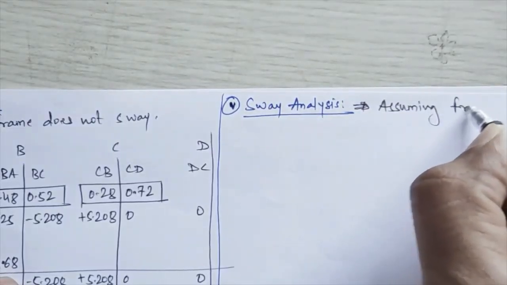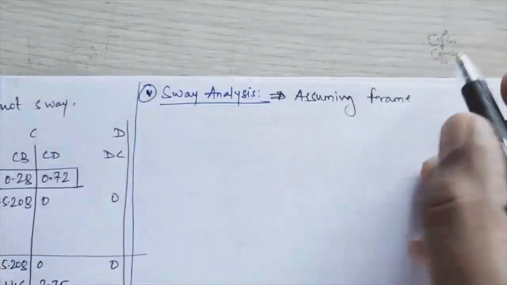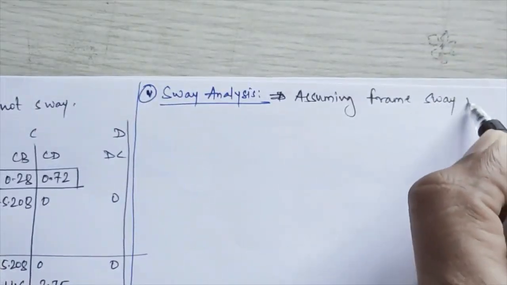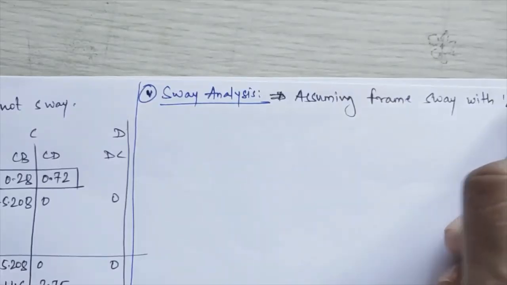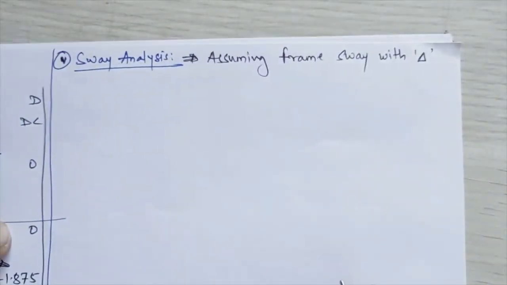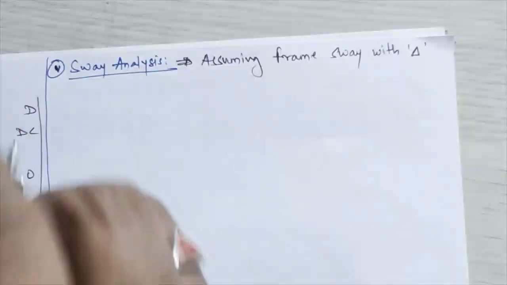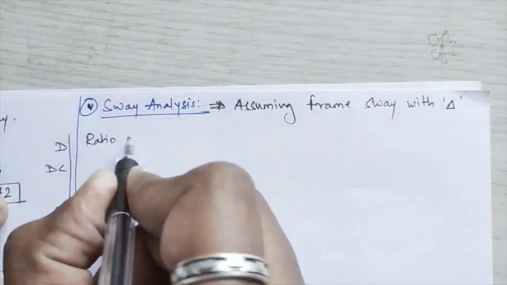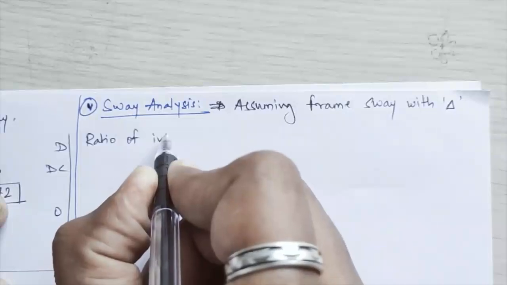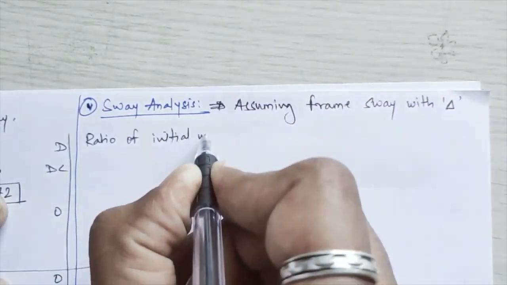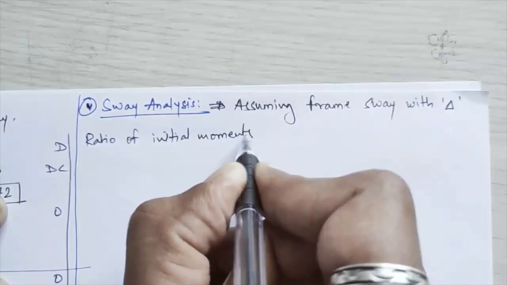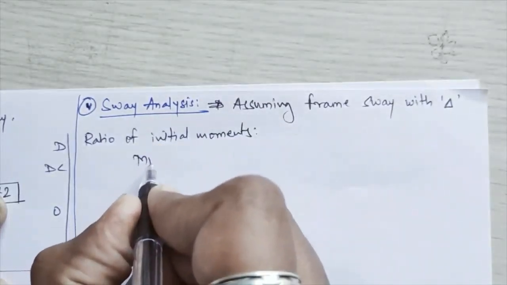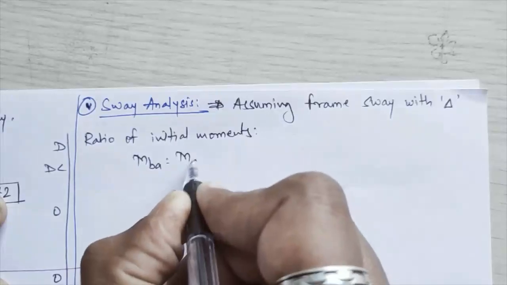Assuming the frame sways with displacement delta over there. So here what you have to do is calculate the ratio of initial moments over there, that is, relative stiffness coefficients you have to calculate. So right here, ratio of initial moments, so which are those? MBA is to MCD over there.